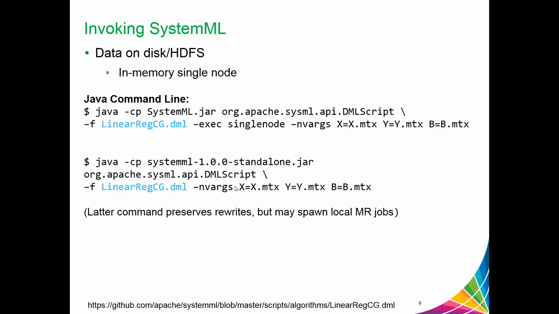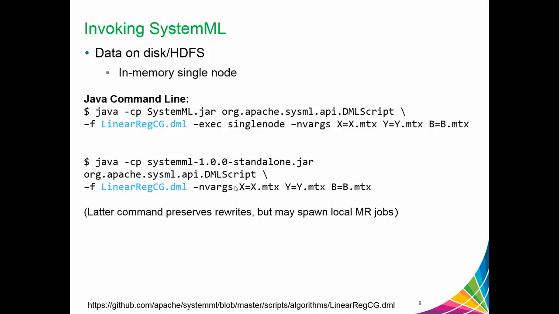The first case can be further divided into three subcases. The first subcase, the data resides on local file system and the user wants to use single node backend. In the second subcase, the data resides on HDFS and the user wants to use Hadoop backend. In the third subcase, the data resides on HDFS again and the user wants to use Spark backend. Let's examine the first subcase.